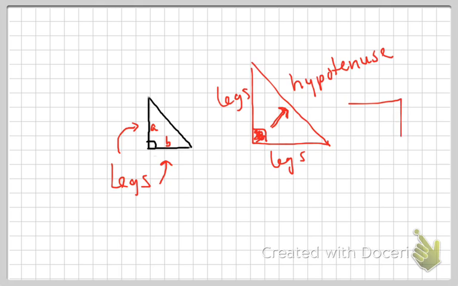If you ever don't know which one is C, you always know it's the one that's across. We always label the hypotenuse C. So this is the hypotenuse, and it's always the longest of the three sides.